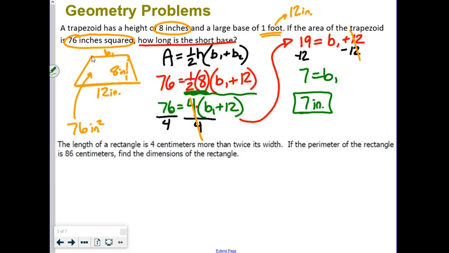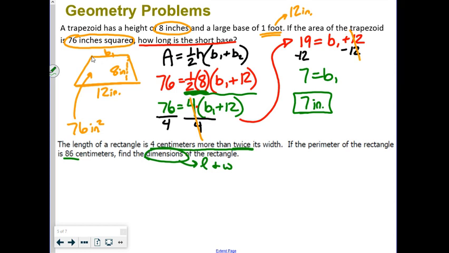Or sorry, I didn't read it correctly. The length of a rectangle is 4 centimeters more than twice its width. So it's 4 centimeters more than twice the width. And if the perimeter of the rectangle is 86 centimeters, find the dimensions of the rectangle. And the dimensions, when they say dimensions, that's the length and the width, right? L and W. Okay.